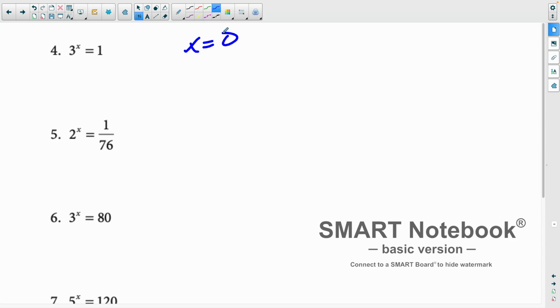Anybody think that's kind of weird? All right, how do I get an answer of 0 there? What's going on there? What property that you know of is this kind of holding up? The answer is 0. That is correct.